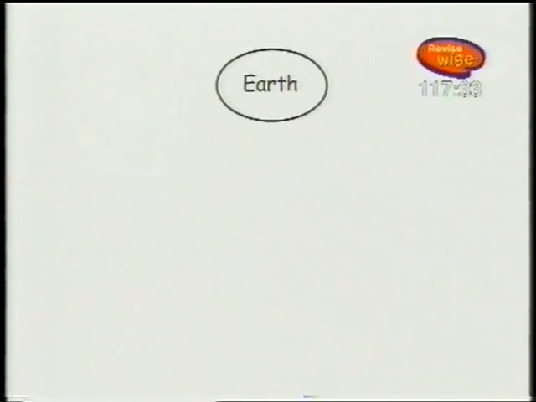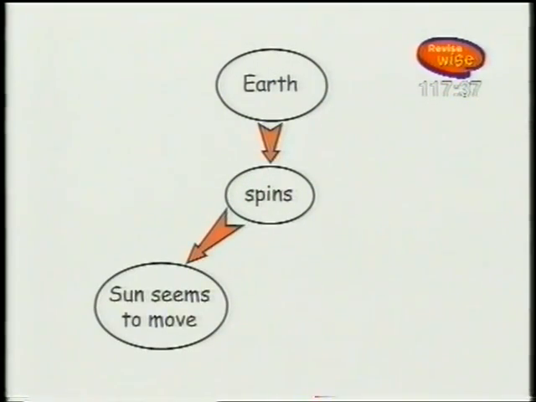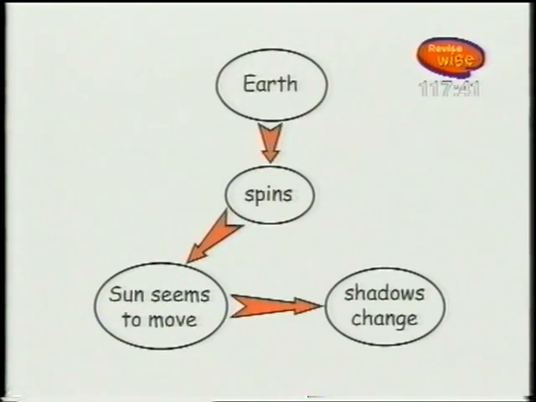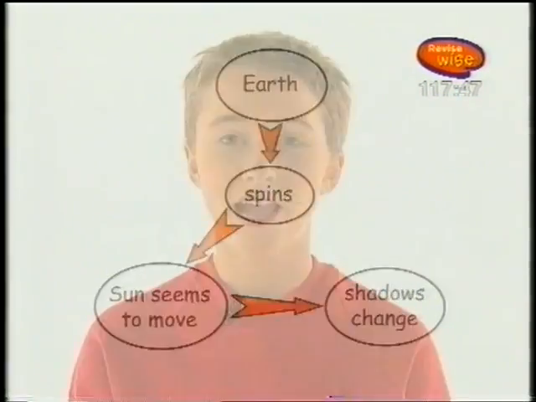The Earth spinning on its axis makes it look as if the sun moves across the sky in an arc. Because of this, shadows change. They become smaller and then bigger and change their position during daylight. And don't forget, the shadows are shortest when the sun is highest in the sky.